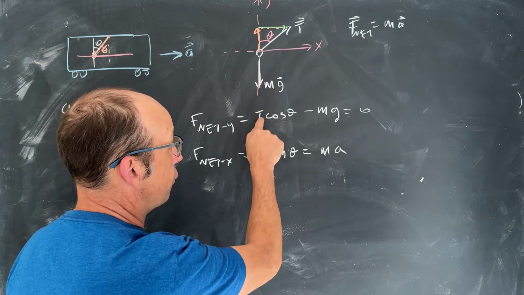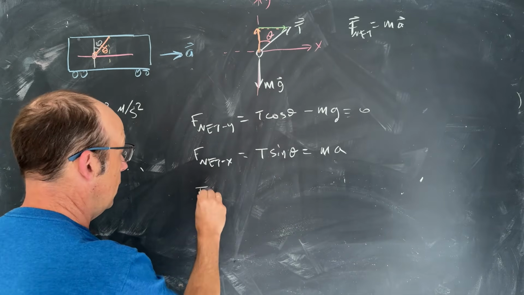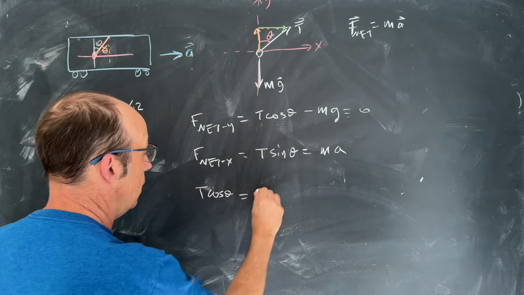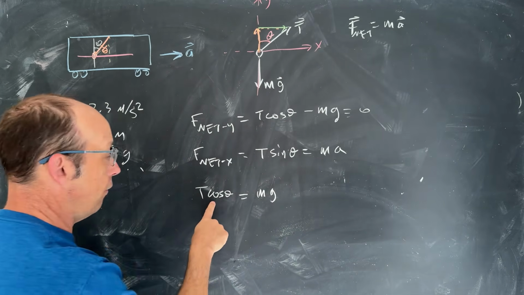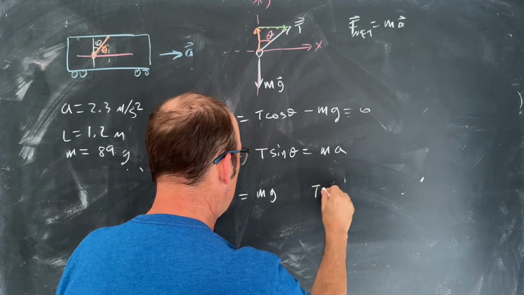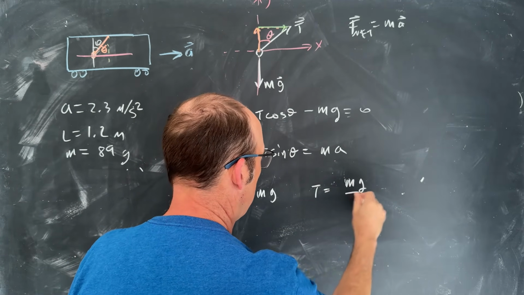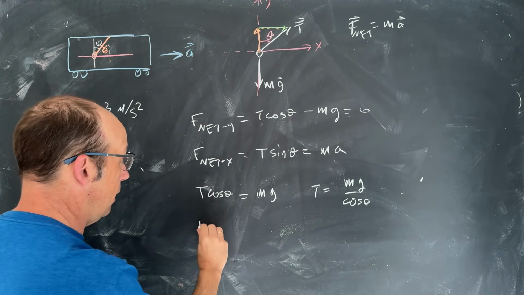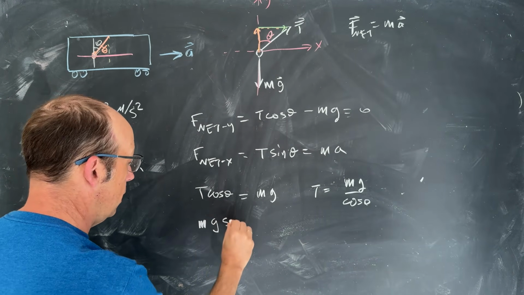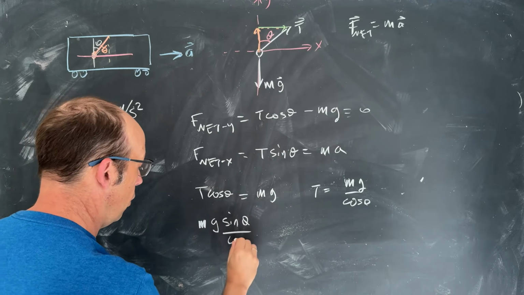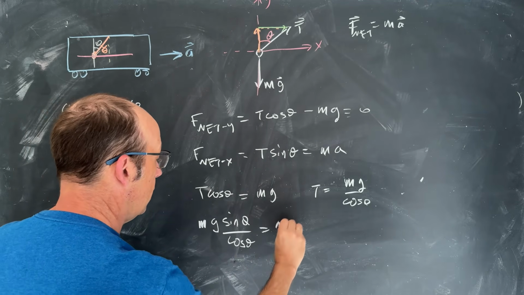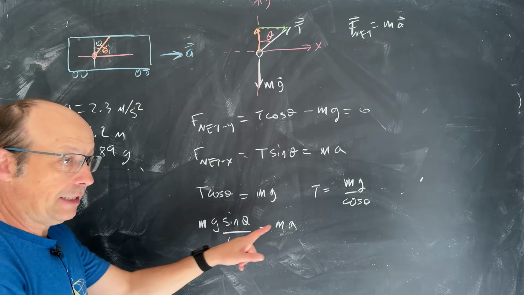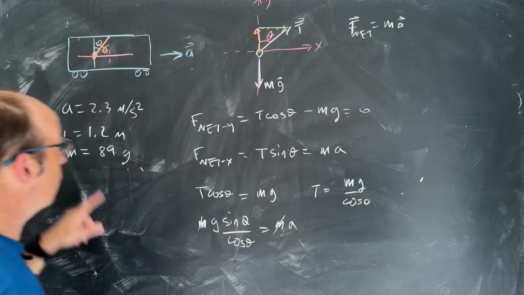So let's solve this for t. If I do that, I get t cosine theta equals mg, and then I can divide both sides by cosine theta. T equals mg over cosine theta. Now I can plug that into this equation. I get mg sine theta over cosine theta is ma. The mass cancels. I don't need to know the mass of the ball.